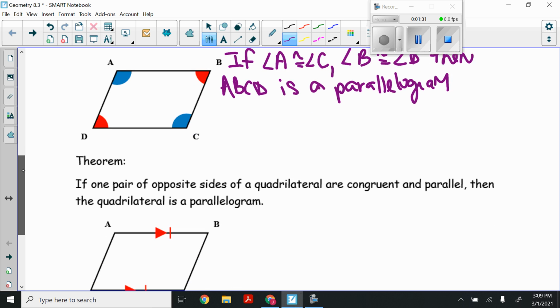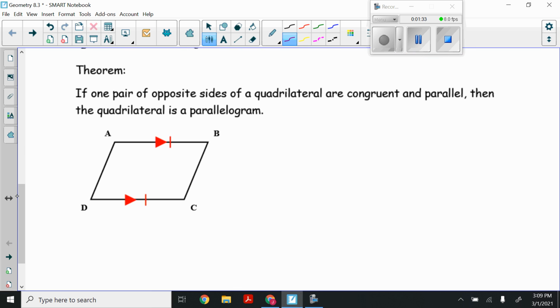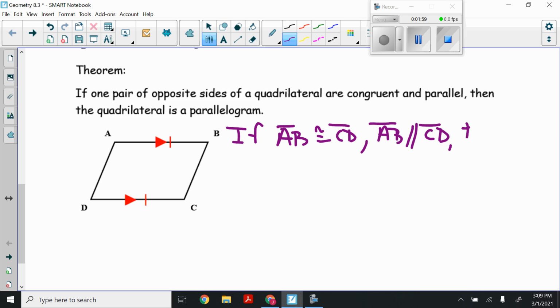Our next theorem says if one pair of opposite sides of a quadrilateral are congruent and parallel, then the quadrilateral is a parallelogram. So here I could say if AB is congruent to CD and AB is parallel to CD, if I know both of those things, then I can say that ABCD is a parallelogram.